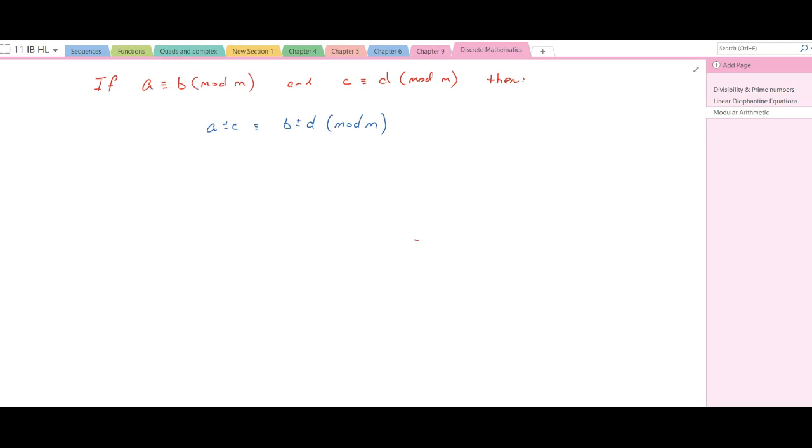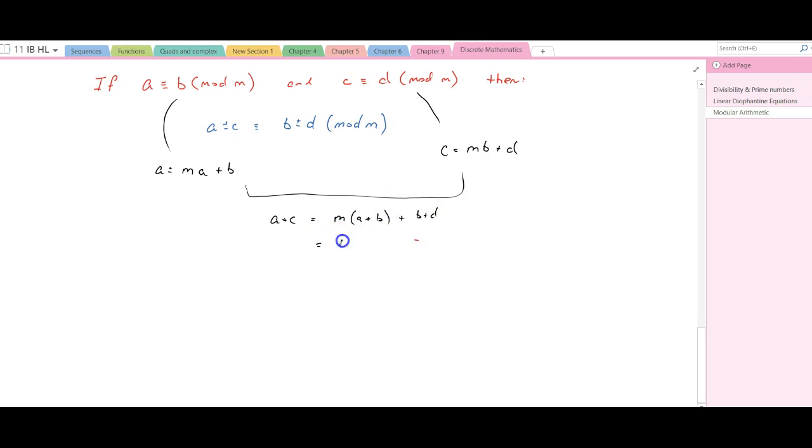So let's just have a little look at how that works. In this situation, what this says is that A is equal to M times some A plus B, and this says that C is equal to M times some B plus D. And if we then look at taking these two and adding them together, A plus C will equal MA plus MB, so M lots of A plus B plus B plus D, and that's equal to, there's my remainder when divided by M, so it's B plus D in mod M. So there's my proof for that.